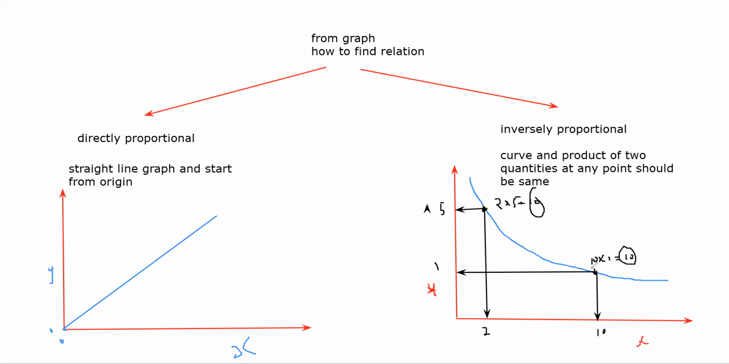This inversely proportional concept is related to paper 6, because you may sometimes have a graph and you have to identify a relation. If it's a straight line starting from the origin, you will say they are directly proportional. If it's a curve, and not only the curve alone is okay, but the curve and the product of the two quantities at any point is the same, it means they are inversely proportional, which shows that when you increase one quantity, the other decreases. You can take a screenshot or picture.